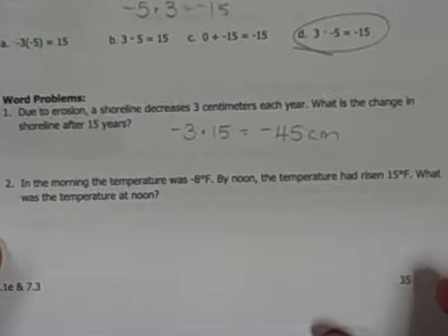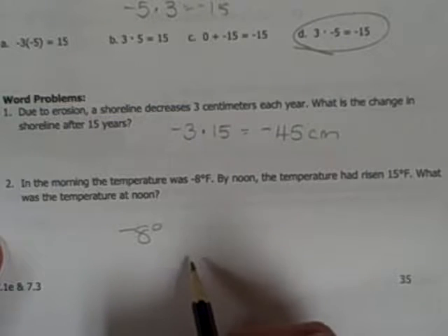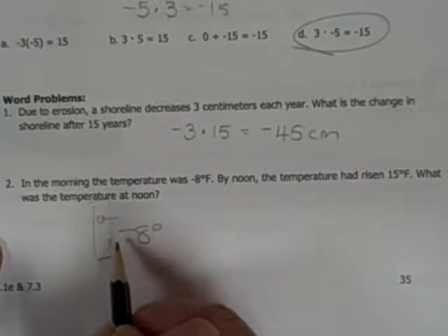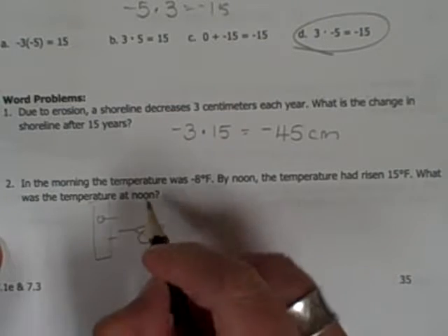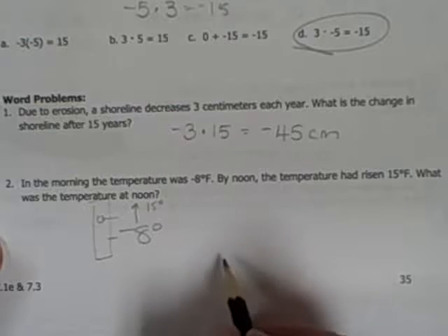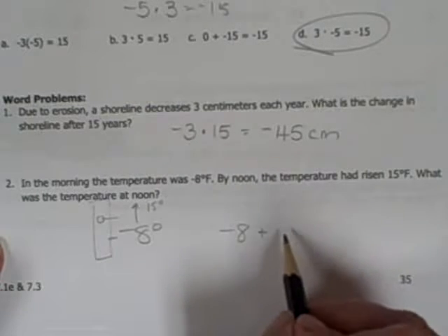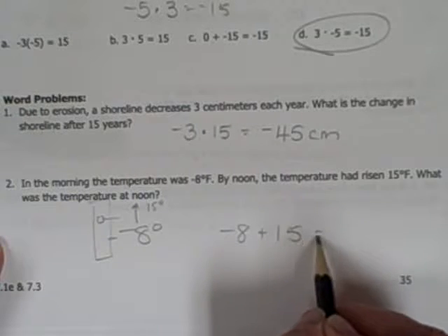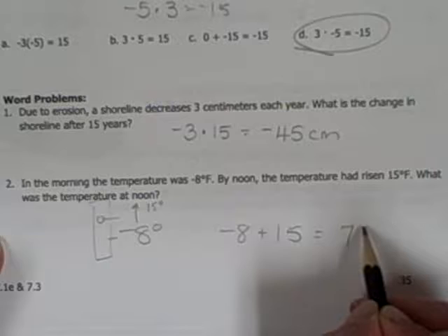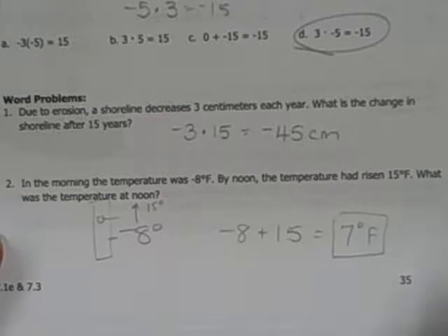In the morning, if the temperature was negative 8 degrees, on a thermometer, if I have 0 and it was negative 8 degrees, it would be below it. If it went up 15 degrees, what's the new temperature? So I'd have negative 8 plus 15, different signs, subtract and take the sign of the larger number, which would be 15, so it would be positive. So you get 7 degrees Fahrenheit.